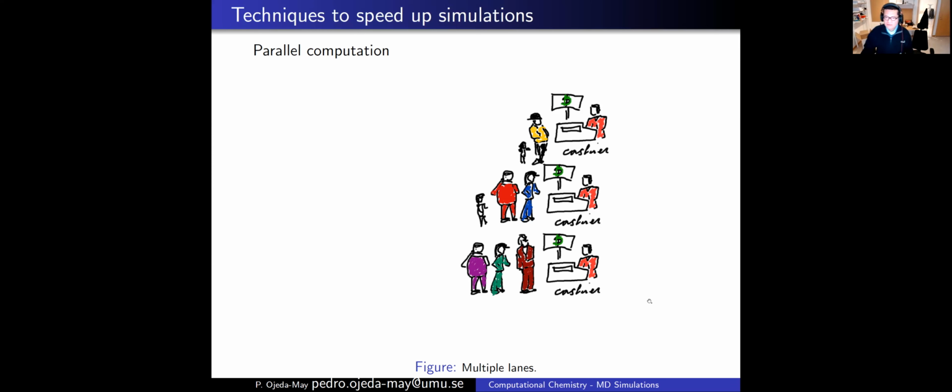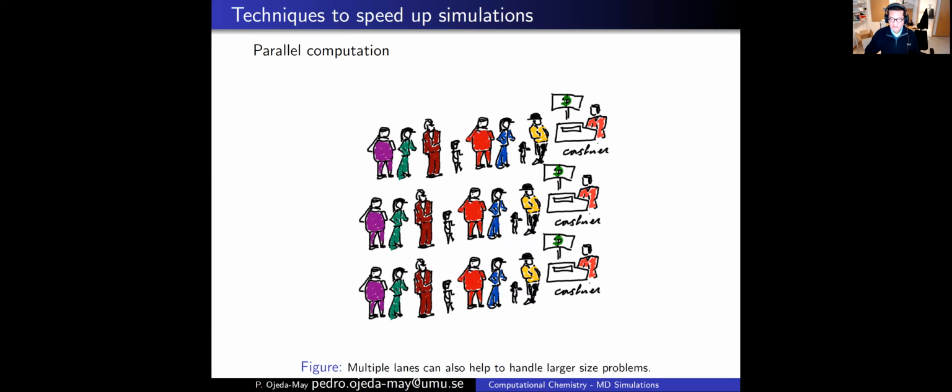And it's the same with molecular dynamics, because in that case, we can use different CPUs to divide the work of the integration and energy computation among them. And that will reduce the total time for the execution. And this is the parallel computation that is now applied in most of the molecular dynamics codes.